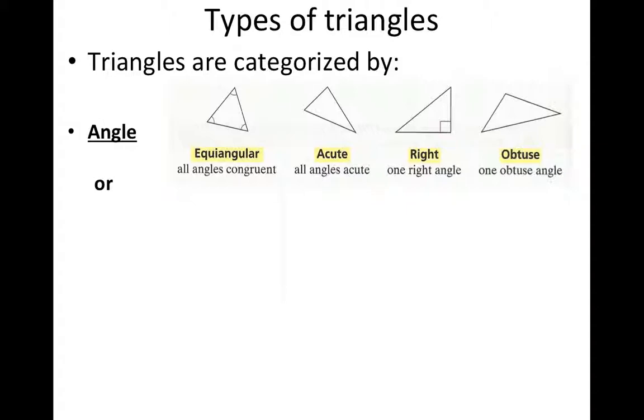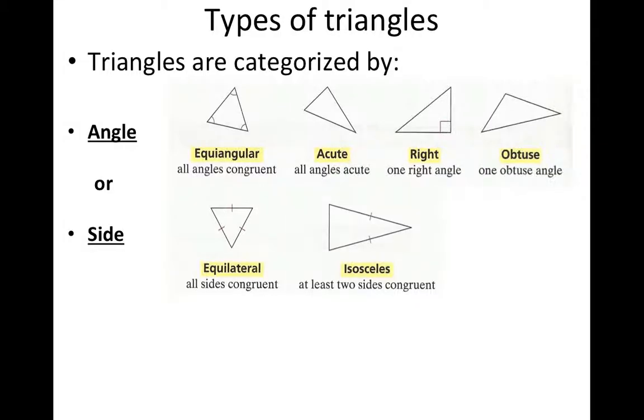We can also categorize not only by angle, but by its sides. If all the sides are congruent, it's called an equilateral triangle. If two sides are congruent, it's called an isosceles triangle. And if no sides are congruent, it's called a scalene triangle.